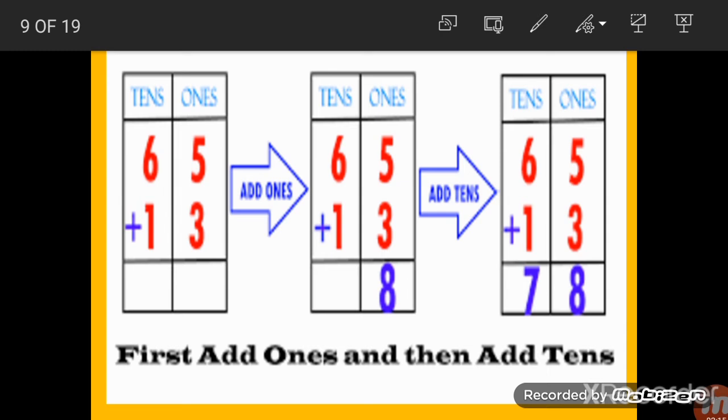You have to place it properly, and then the first step you will add ones. You have to add ones.